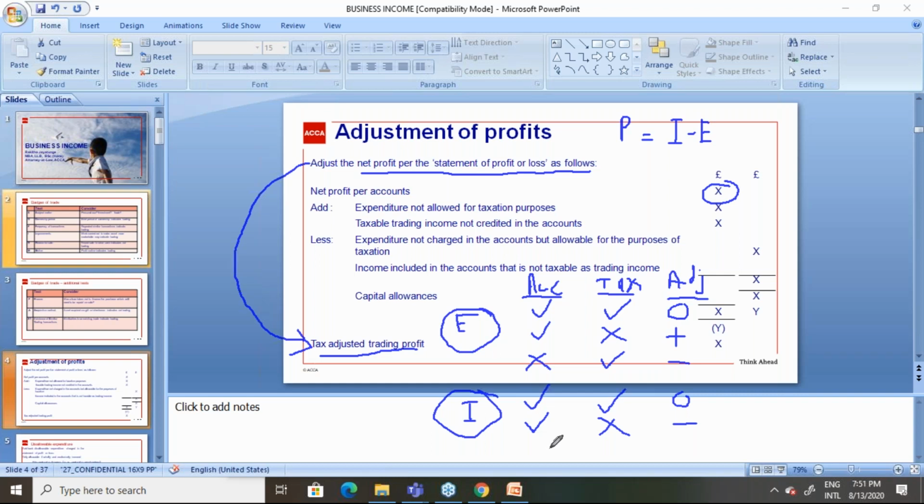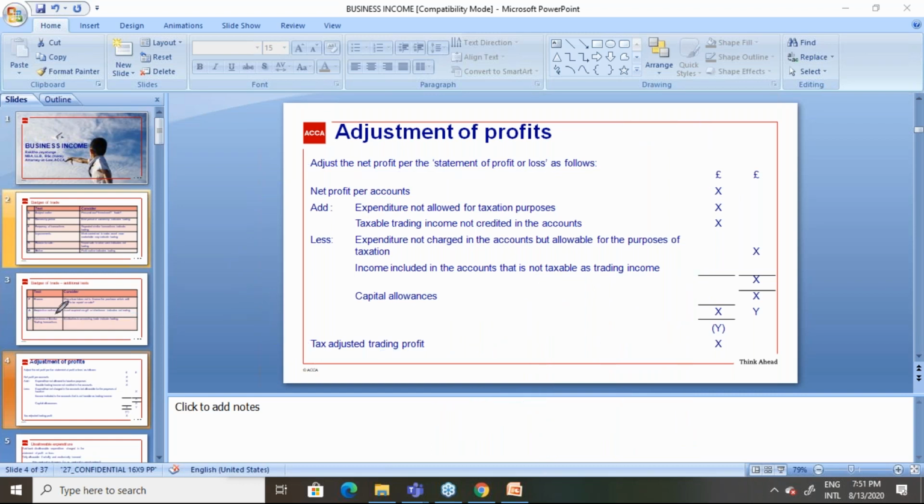Then on the other hand, there are certain incomes not included under accounting but still taxable. In that case, you need to add them when calculating the tax adjusted trading profit. Okay, right. So that is how you calculate the tax adjusted trading profit.